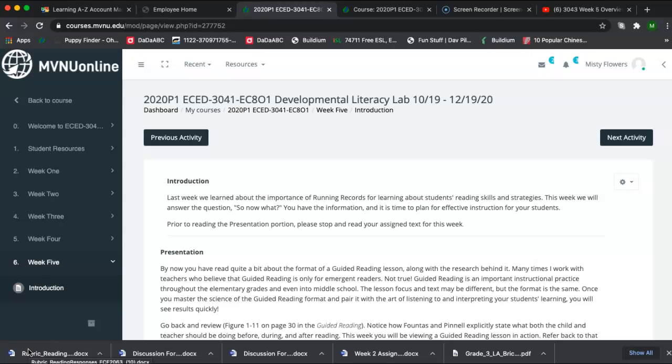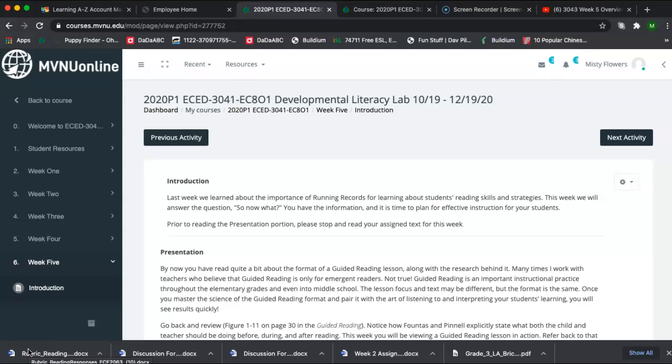But last week we talked about the importance of running records when you want to look at children's reading skills and strategies that they use. Well, this week we're going to answer the question, so now what? We have this data from the running record. How are we going to use that to plan for effective instruction for our students?